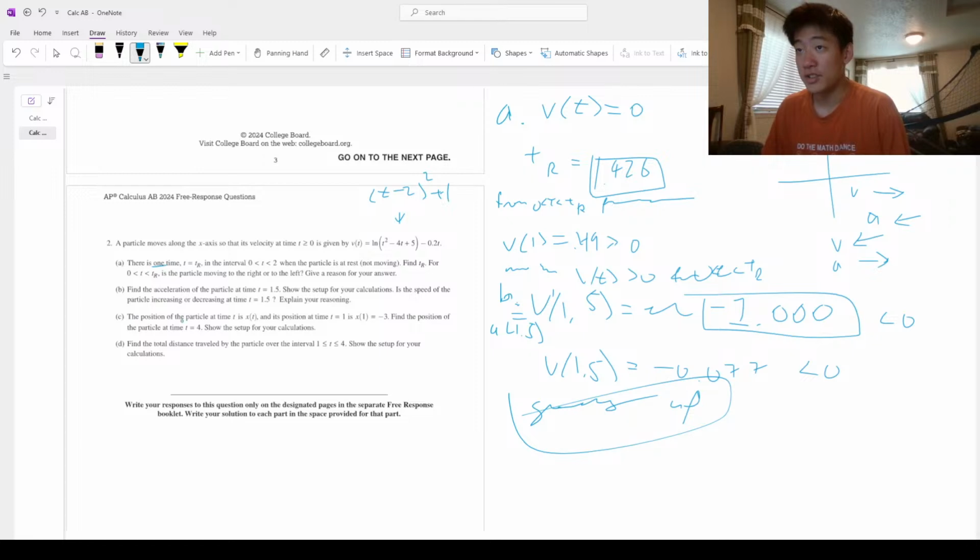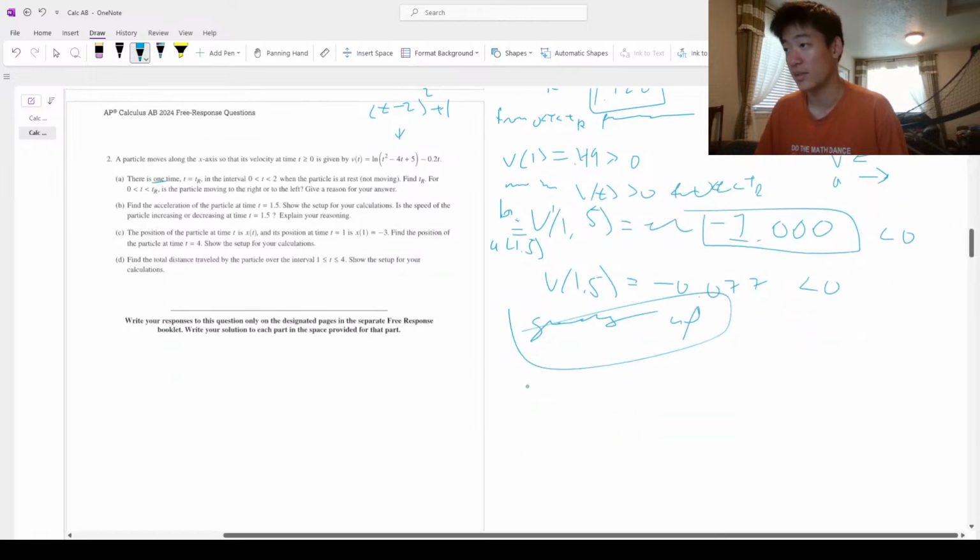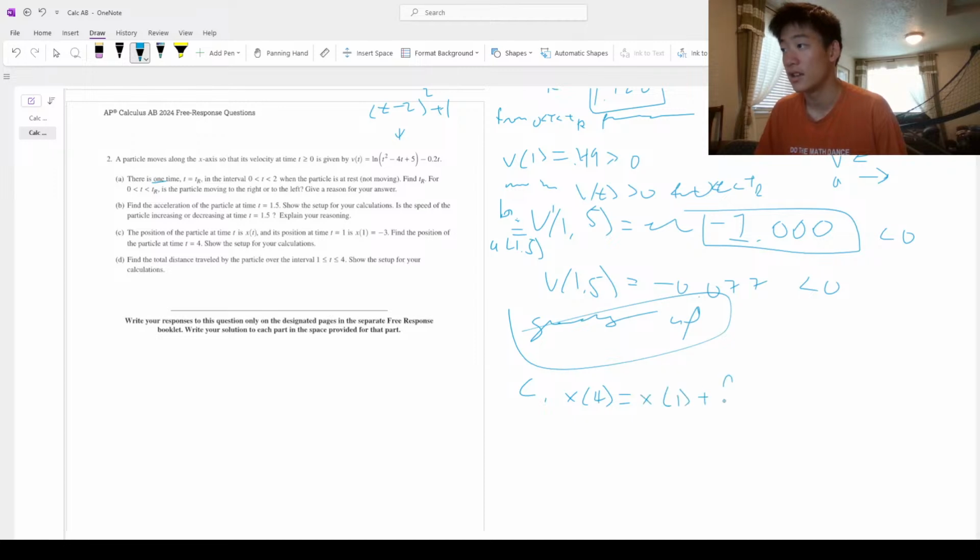Okay, part C. We're almost done, I promise. I'm going to try to go fast. Position. I'm just going to give you the answers, sort of. x of t and its position. This is a starting value plus accumulation. We've seen this so many times. x of 4 equals, well, it's not the integral yet. It's x of 1 plus the integral from 1 to 4 of v of t dt.